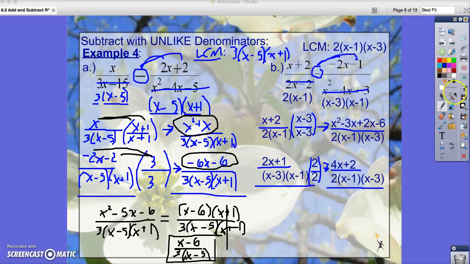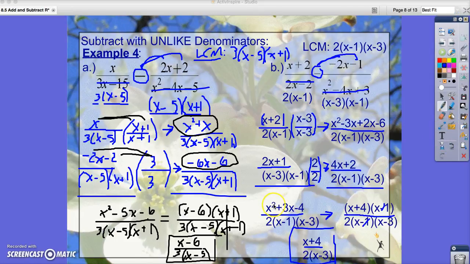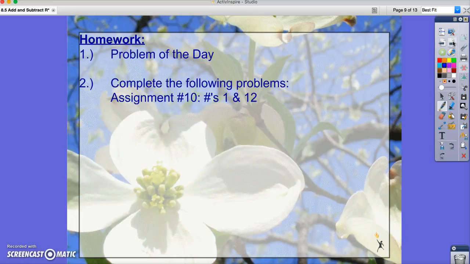And be careful with the top here because you FOIL these two. You FOIL them and get this. And then the bottom you distribute the 2. Now we're going to combine like terms and see what we could simplify for last. So I simplified and then I factored, and my final answer is x plus 4 over 2 times the quantity x minus 3.